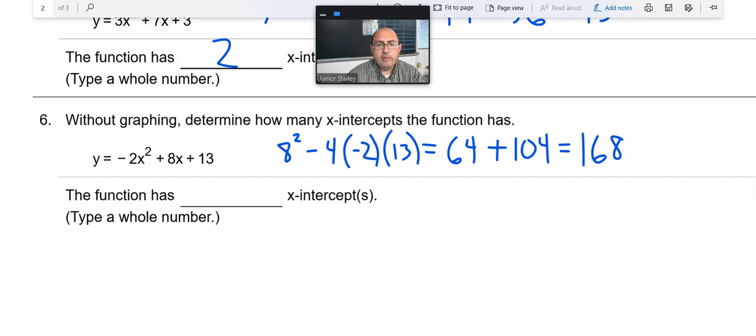Without graphing, determine how many x-intercepts. Okay, once again, b squared minus 4ac. We ended up with positive 168, which is 2 real solutions. Once again, if that ends up being a 0, that's a 1 real solution or 1 x-intercept situation. If it's a negative number, no x-intercepts. Okay, that's it for SWYK number 1.